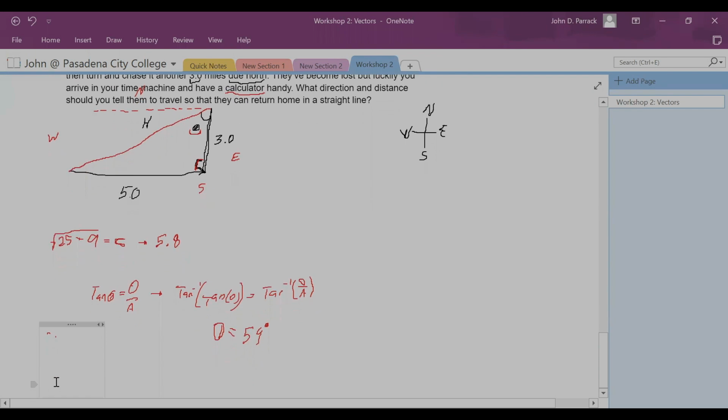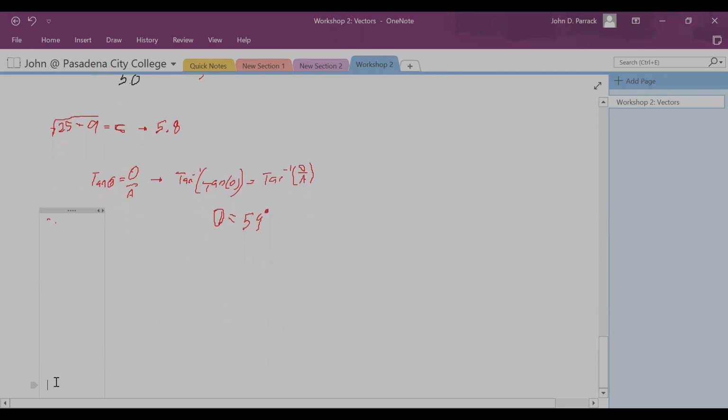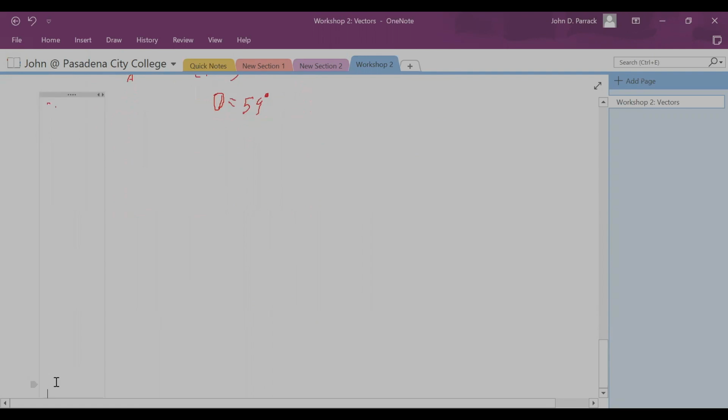Okay. So that's components. Let's see what's next. I liked that one though.